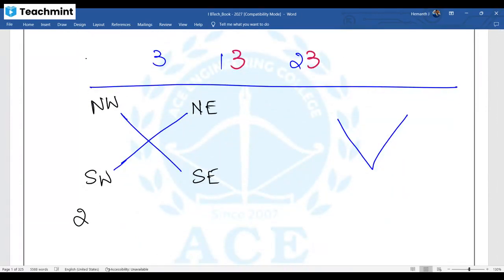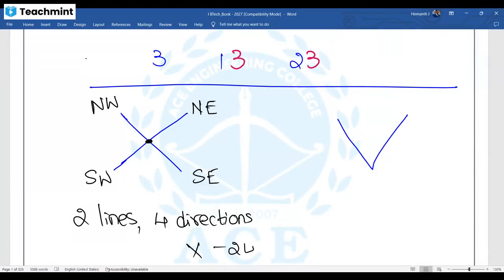2 lines, 4 corners or 4 directions. This is the center, the middle point, not a direction. So 2 lines, 4 directions. So X value 24. V, this is also centered, but how many lines for V? 2 lines. It is showing 2 directions. You can remember V value as 22.